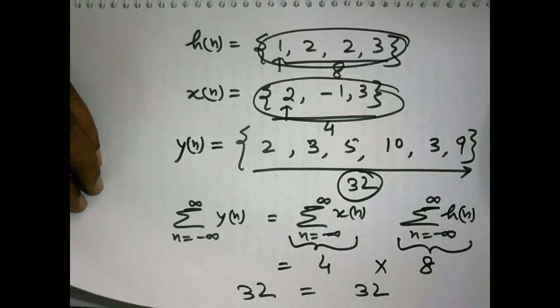Suppose x[n] is given to you, h[n] is given to you, and y[n] is given in the four options. You don't proceed with the processing of convolution. You simply do this check, and by this check you can estimate the correct answer. This will save your time, and time matters in the competitive world.